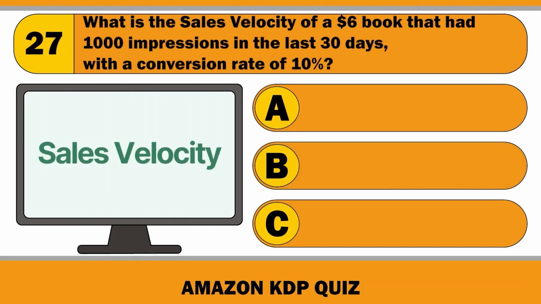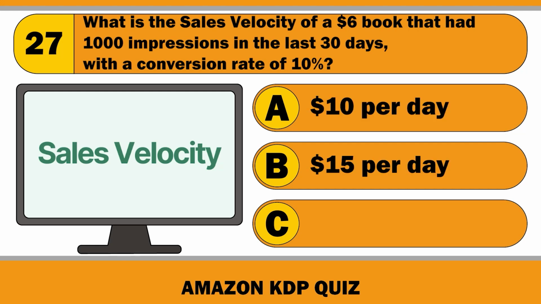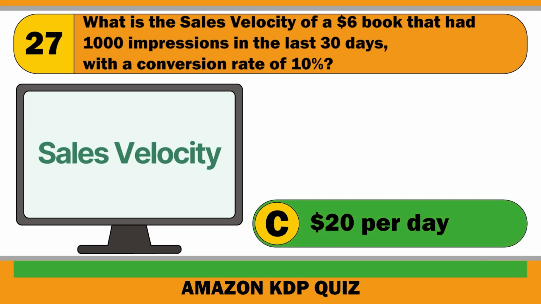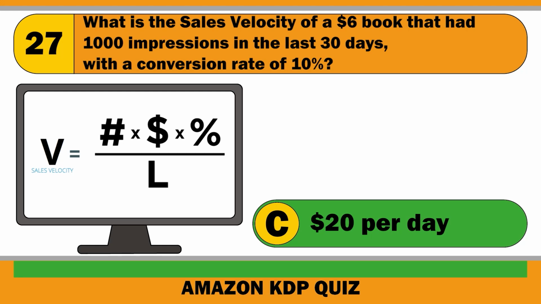What is the sales velocity of a $6 book that had 1,000 impressions in the last 30 days with a conversion rate of 10%? Is it $10 per day, $15 per day, or $20 per day? The calculation of sales velocity is like this. You multiply the number of sales opportunities by the average deal value and your conversion rate, and then divide that result by the length of your sales cycle. In our case, number of opportunities is impressions and the deal value is selling price. So it is $20 per day.